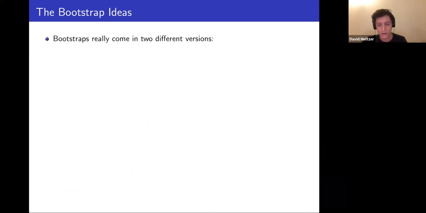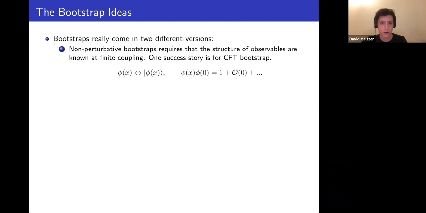So the first one is the non-perturbative bootstrap. And this requires that the structure of observables are understood at finite coupling, and that you also have a well-motivated set of axioms for your theory. So here the success story is the CFT bootstrap because we have very rigid structures like the state operator correspondence and the OPE.